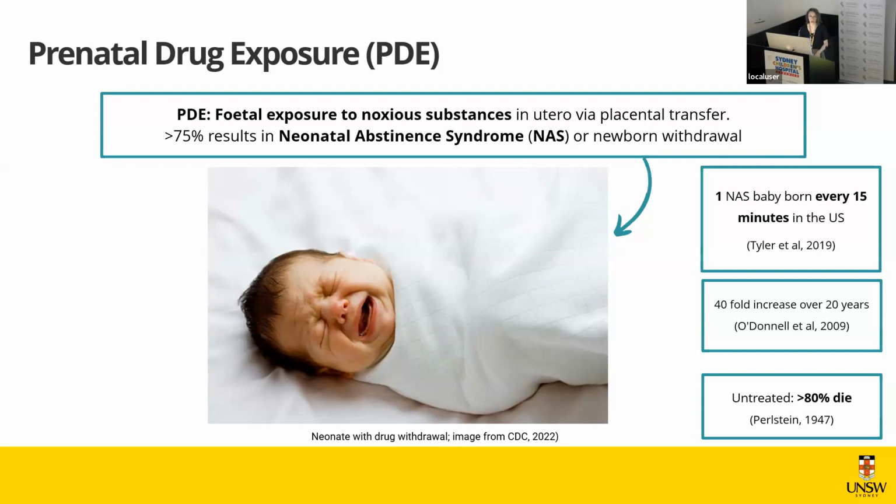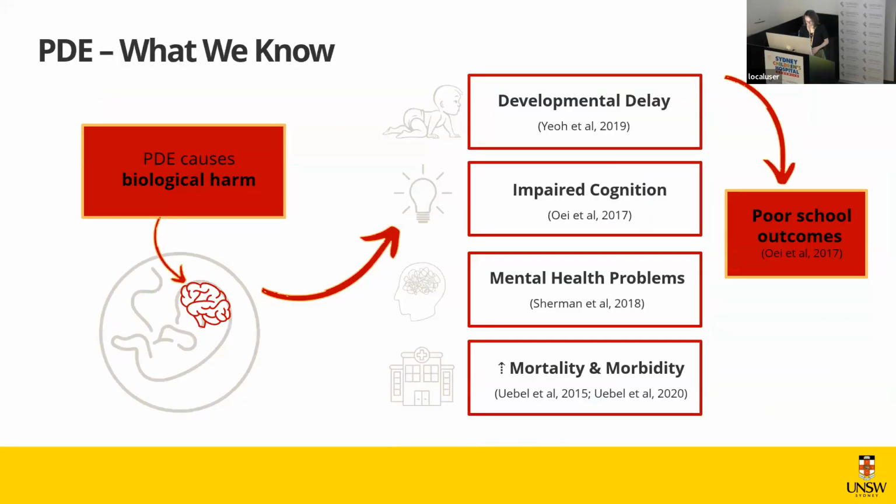PDE is a growing issue, and literature has shown a 40-fold increase over the past 20 years, which has a significant cost to healthcare systems and broader social and economic implications. We know that exposure to toxic substances has direct effects on the developing fetus, and previous studies have shown increased risks of developmental delay, cognitive impairment, and a range of mental health and behavioural problems. Our previous linkage studies also showed increased risks of morbidity and mortality and poor school outcomes up to Year 7.